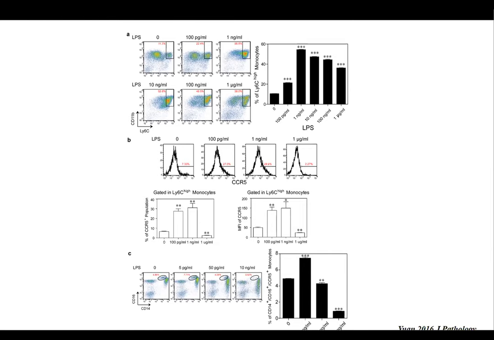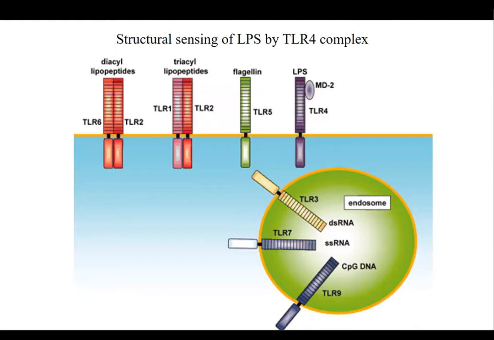So how do we explain that? What's the mechanism behind this memory? If we go back to the fundamentals of toll-like receptor signaling, we know that cells have pattern recognition receptors exemplified by toll-like receptor 4, and I call that structure sensing. The cells can recognize the biochemical nature of the stimulant through different toll-like receptors.